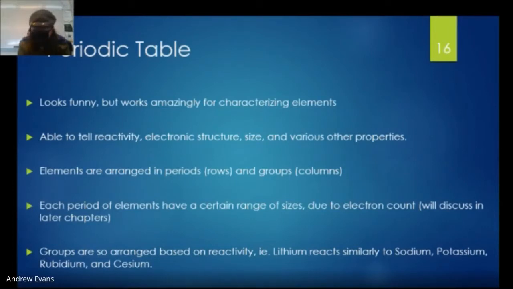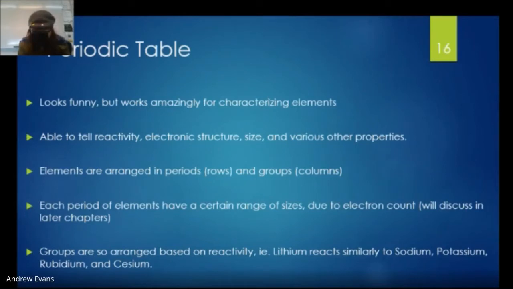You look at that table, you'll eventually be able to tell something about the reactivity, something about the electronic structure, something about the size, something about what type of bonds they make based on just where they are in that table. So elements are going to be arranged in what we call periods, which is our rows, and groups, which is our columns. Now, each period will have a certain range of sizes, which will be due to the electron count, but we'll discuss that a little bit later.